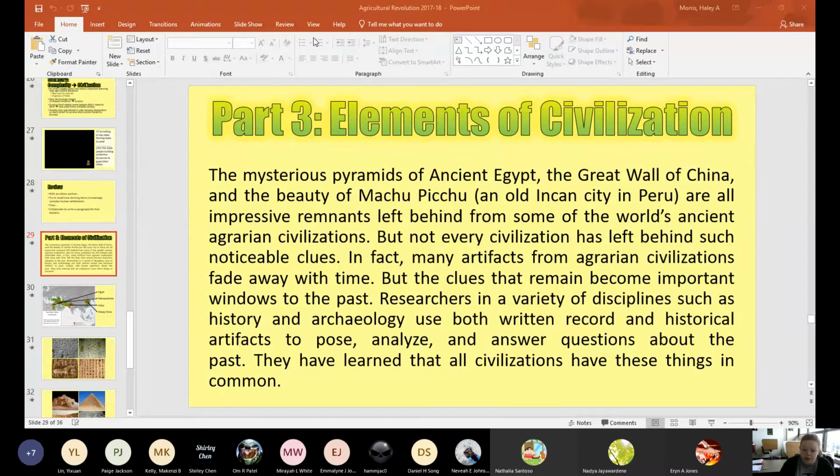So we don't just know they existed. We know things about how they structured their social classes. We know things about how they built their cities or how their religious beliefs influenced their societies, their civilizations. So through the use of artifacts, we're able to figure those out.